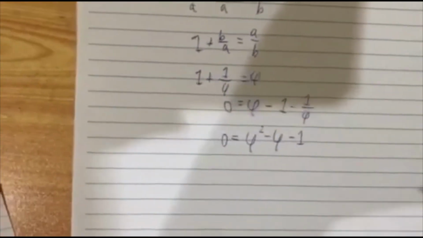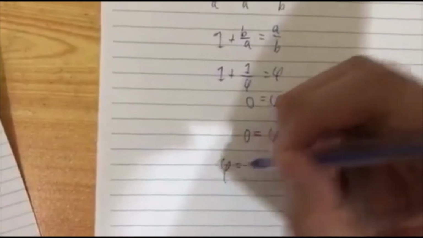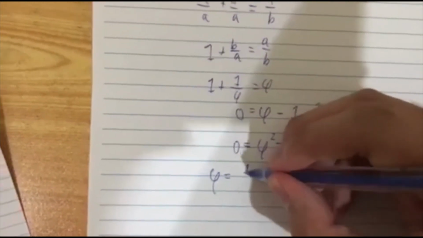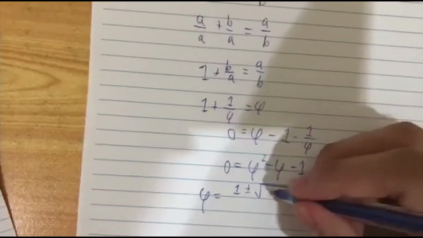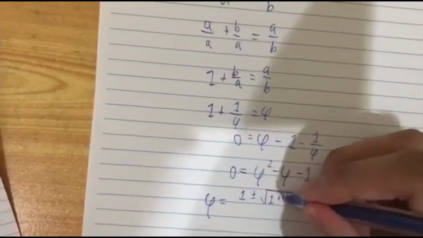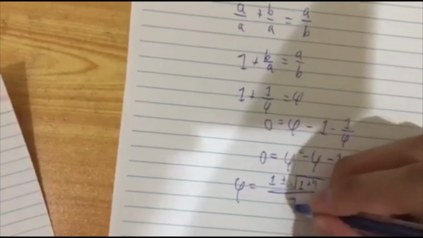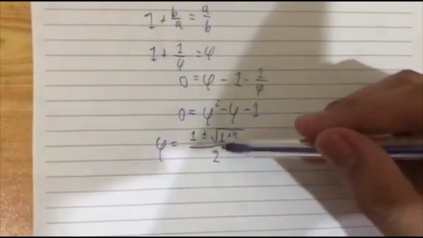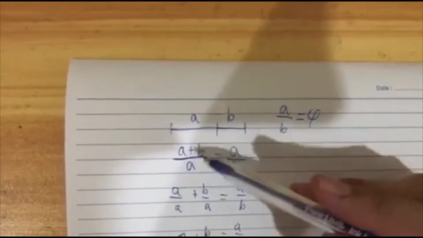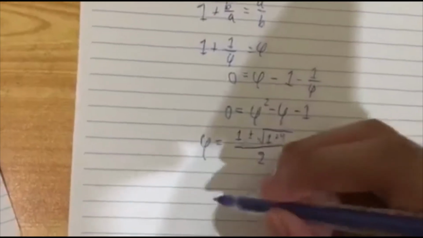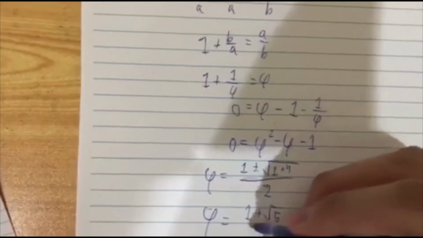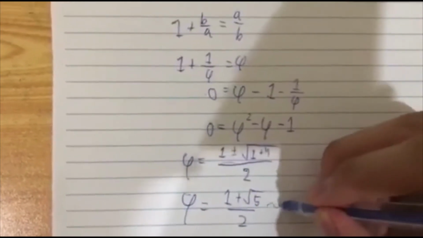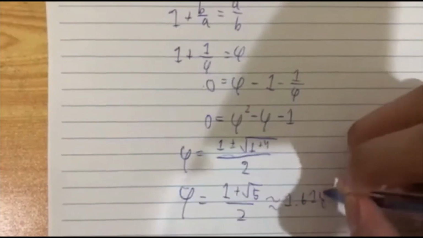Now solving it using the quadratic formula. Now, the quadratic formula would give two possible values, but given that this is a ratio of two line segments that is decidedly greater than 1, we know to take the positive value. So we find that phi is equal to 1 plus the square root of 5 over 2, which is approximately equal to 1.618.